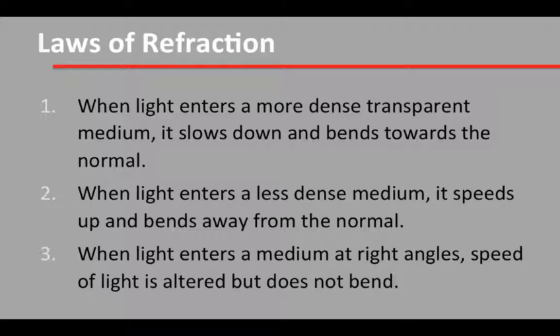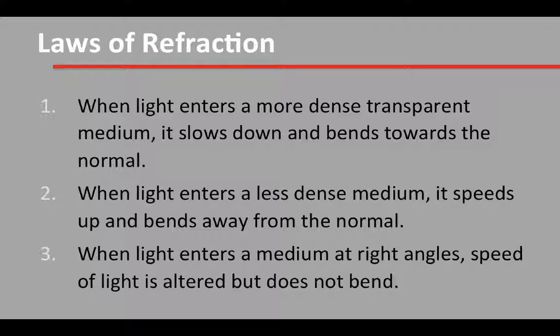The first one is that when light enters a more dense transparent medium, it slows down and then bends towards the normal. Light travels at 300,000 kilometers a second in a vacuum. In air, it travels slightly slower than that because air is slightly more dense than a vacuum. But when the light travels into a more dense medium like glass or water, the light bends, or refracts. When it goes from a less dense to a more dense medium, it bends towards the normal.